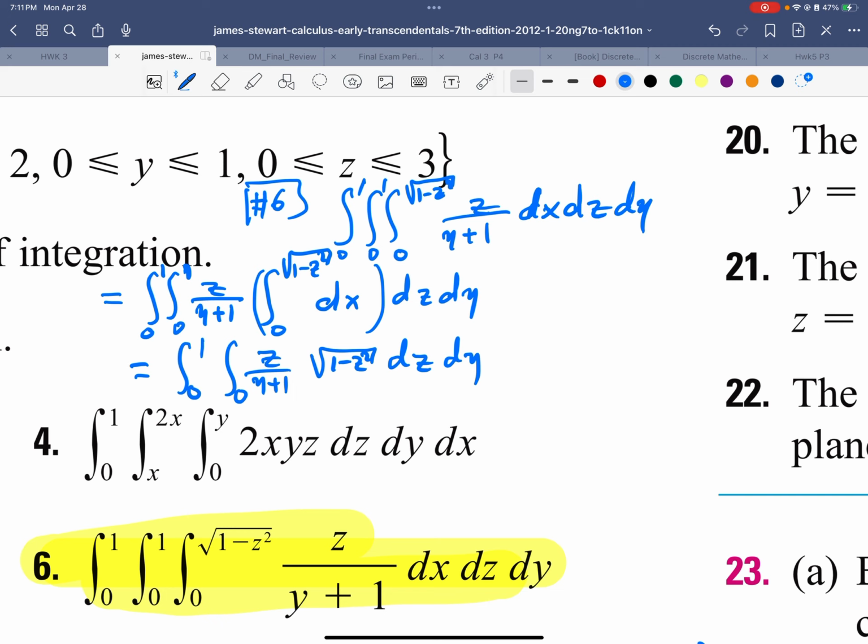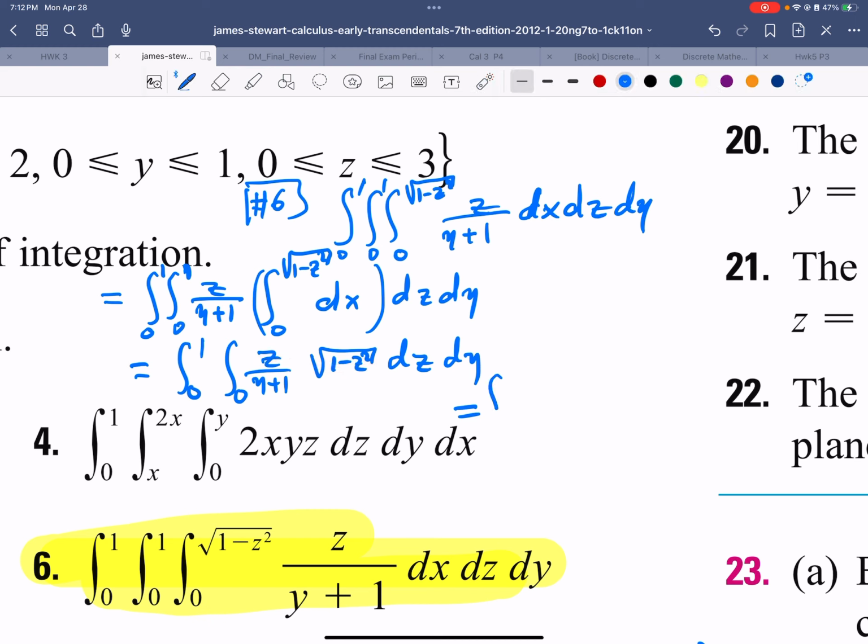Okay, same process. So check the function. If you see any z here, keep it. If not, move it outside. And then here we end up having, we only have z here. We have 1z here and 1z here. So then we can move out this one.